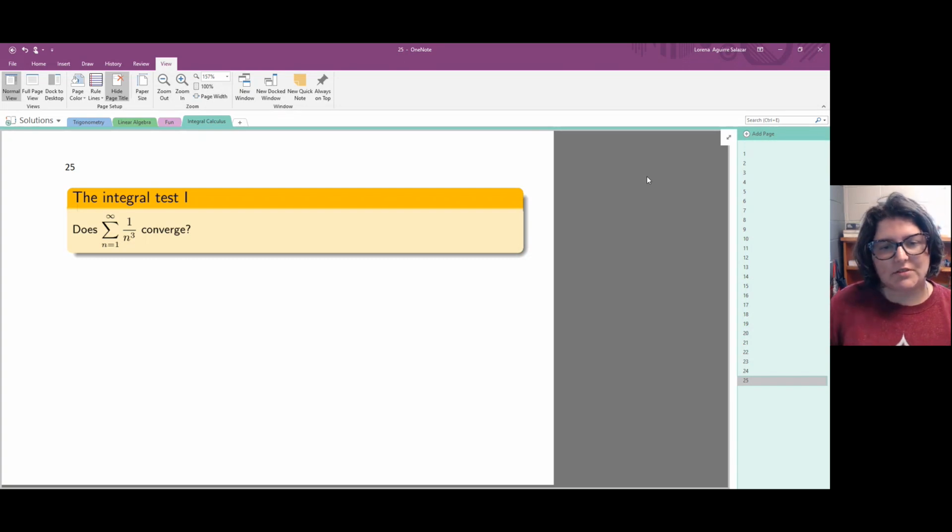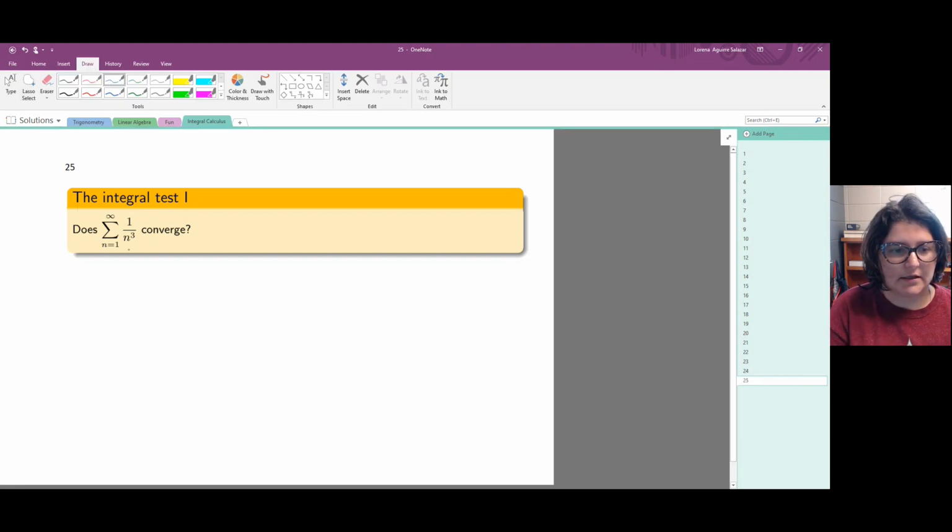Hello, and welcome to this video on convergence of a series. We have the series sum from 1 to infinity of 1 over n cubed, and we want to learn if this series converges or not. To work with this problem, we're going to use something called the integral test. So let's review what the integral test is and when we use it.